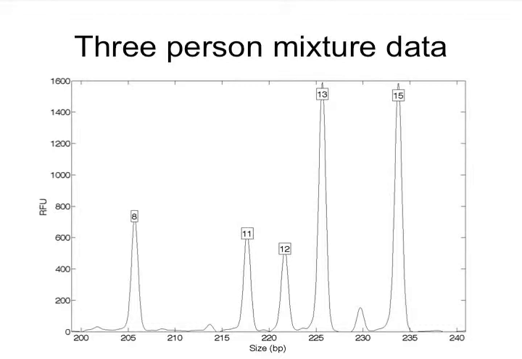We can see on the x-axis, this is the base pair size. On the y-axis is the RFU value, indicating the relative quantity of DNA present. And as you can see, there are 5 alleles here, which would indicate we're most likely dealing with at least a 3-person mixture.